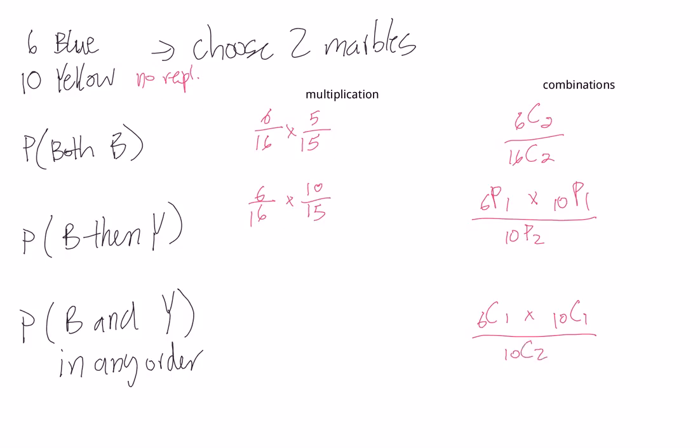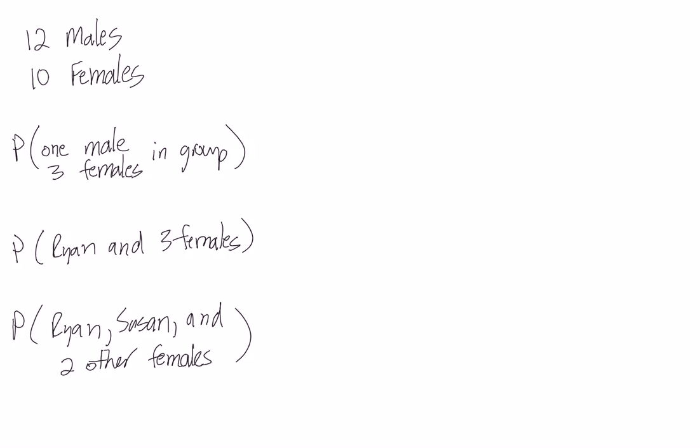And then if we did it with the fractions, we'd have 6 out of 16 times 10 out of 15. Or, which means plus, we have to do the other order, so we'd have to add it again. Or another way of doing it is just times it by 2 factorial, because we can flip the order around. So it'd be just that same answer doubled. Okay, let's do one more kind of question and then we'll stop.